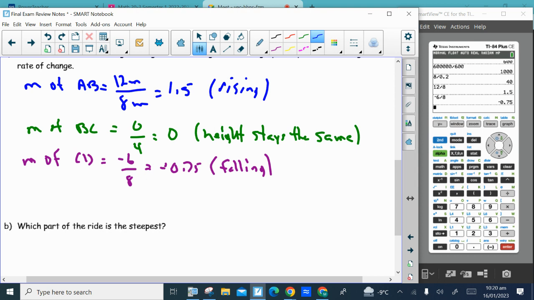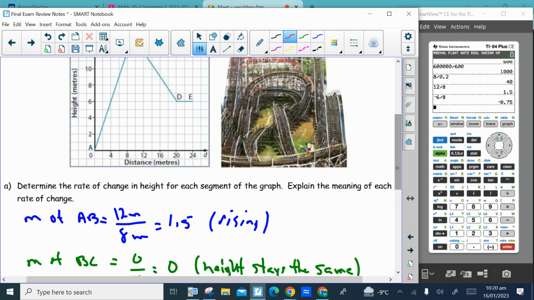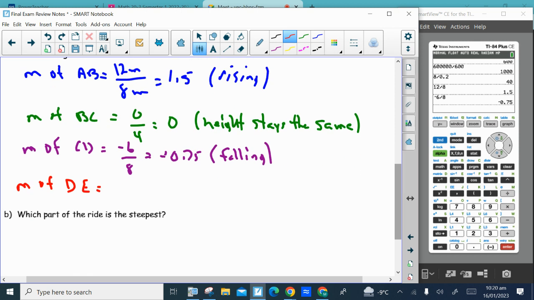And the last section is DE. So m, the slope of DE. Again, in this section, the roller coaster is not rising or falling. The height is staying the same. So the rise is 0 and the run is 4 units. Again, this means the height is staying the same. It's not rising or falling. The height is staying the same. It's a flat section of the roller coaster.